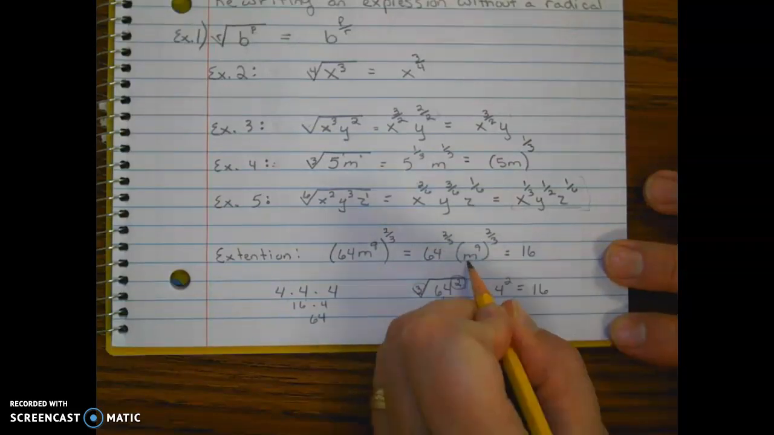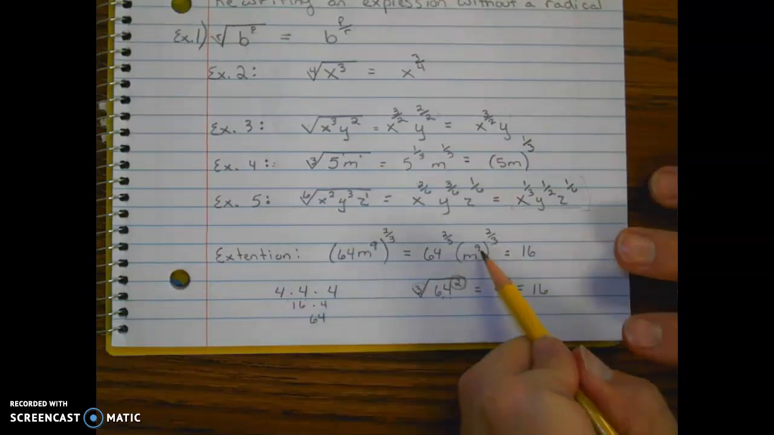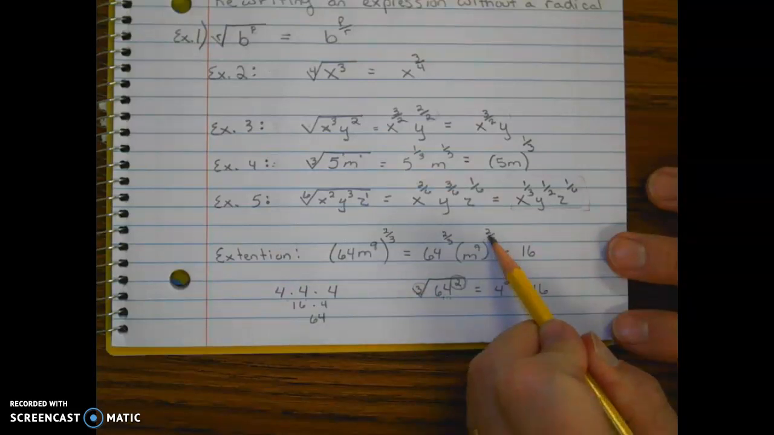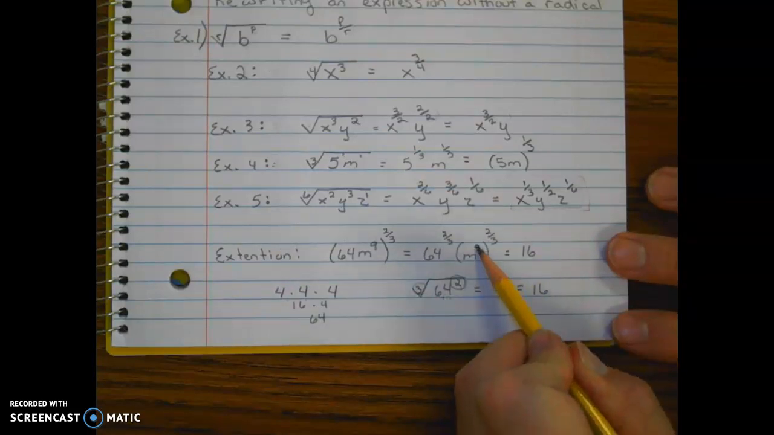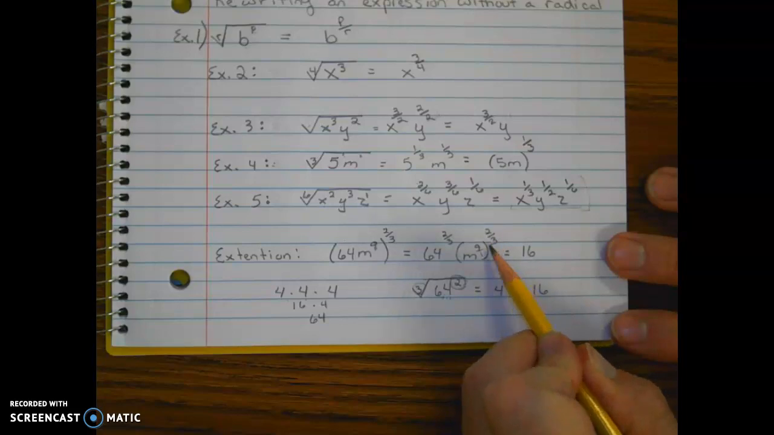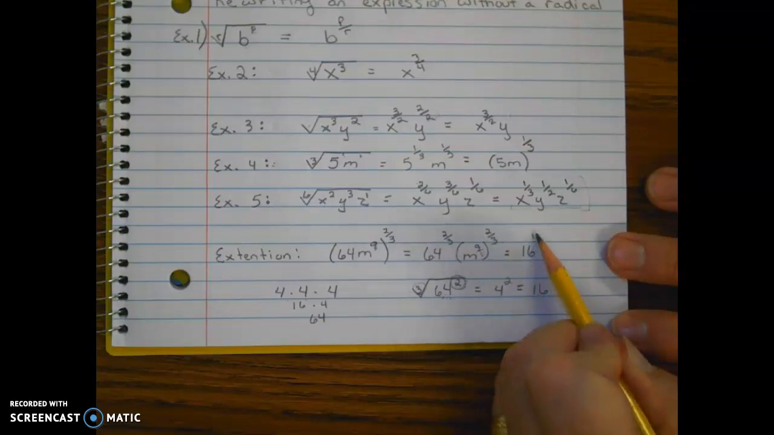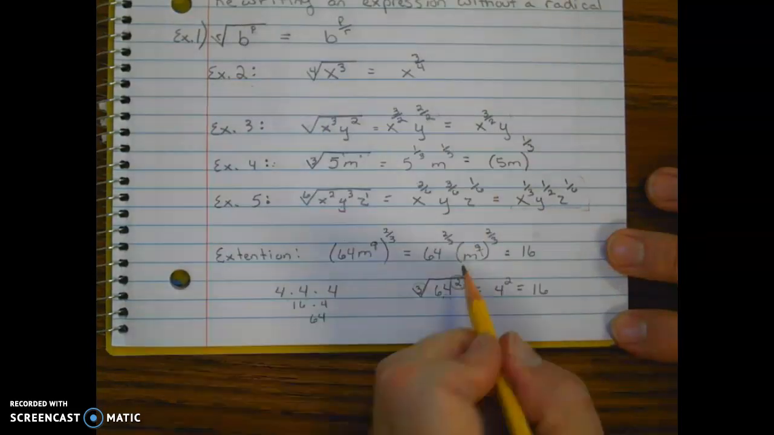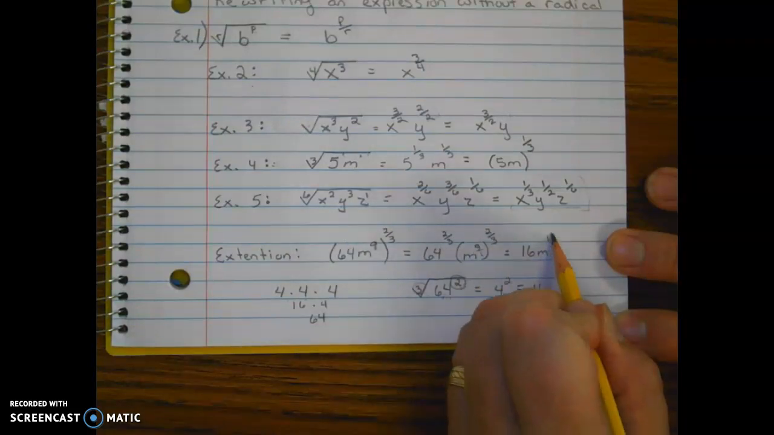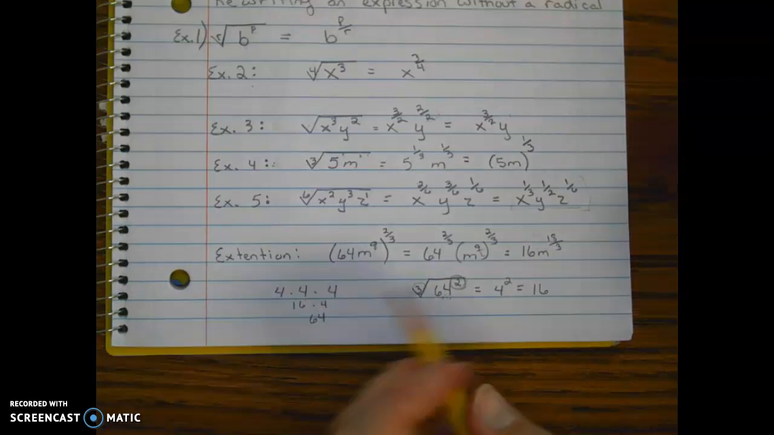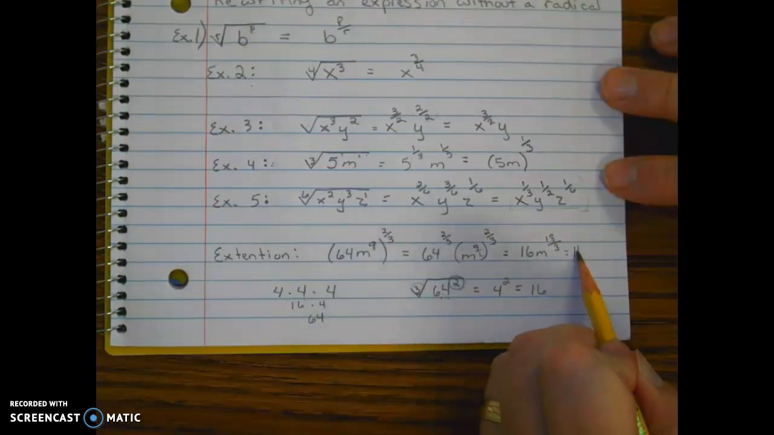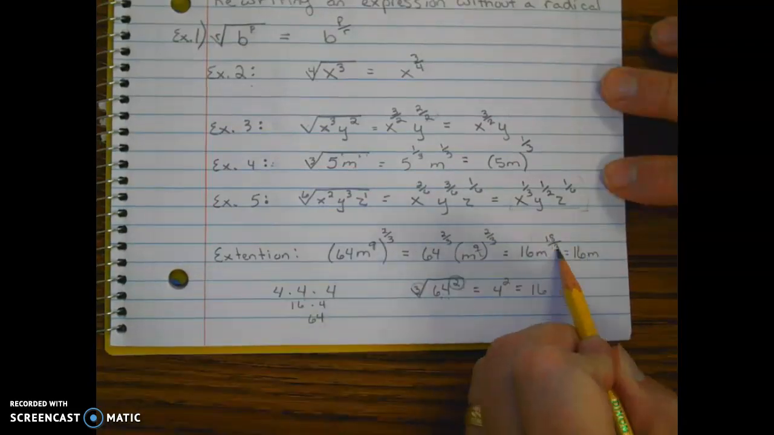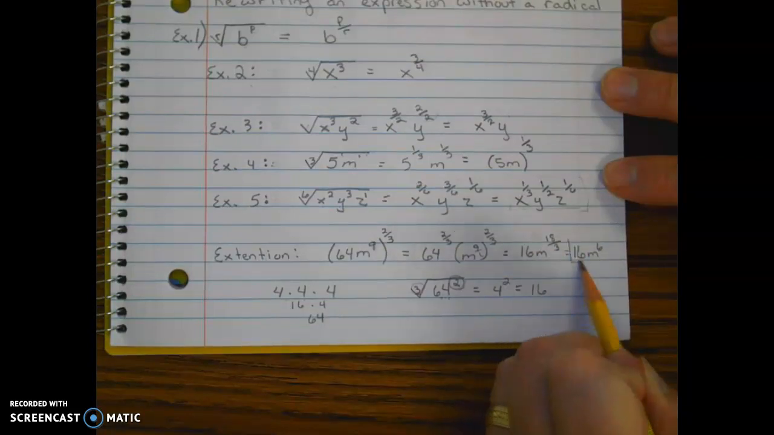Now for the letter. Well, let's apply the rule. We're going to take 9 times 2/3. So that would be 9 over 1 times 2 over 3. Let's write down the base first. 9 times 2 is 18. 1 times 3 is 3. And then we can simplify that to 16m to the 6th power.